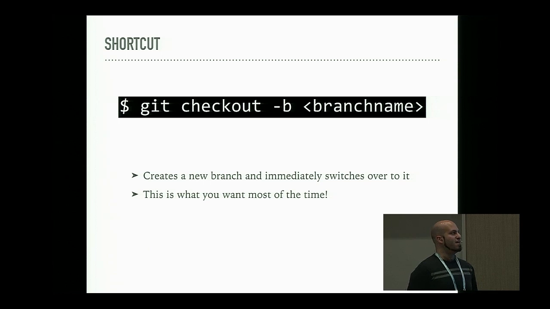This is actually the thing that when you get that detached head warning, it recommends: if you want to save your commits, you can make a new branch right now by doing git checkout -b and passing the name. So you'll see this sometimes.